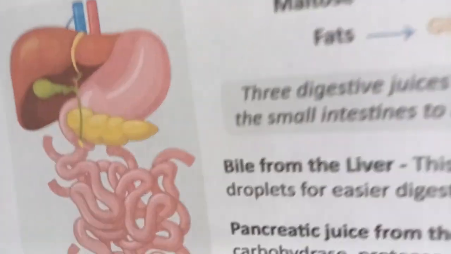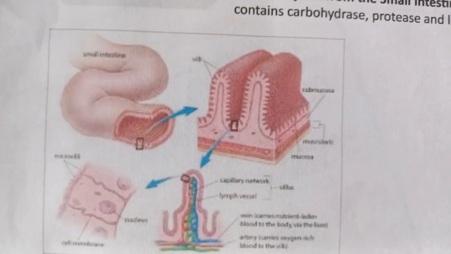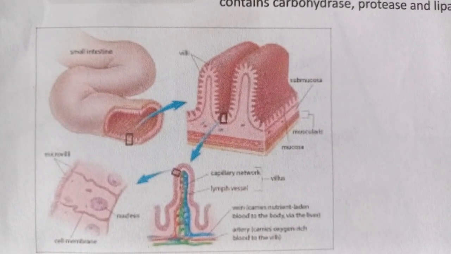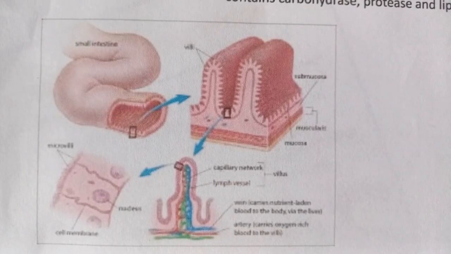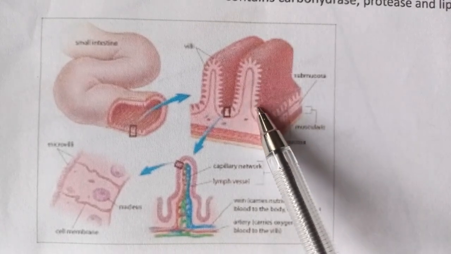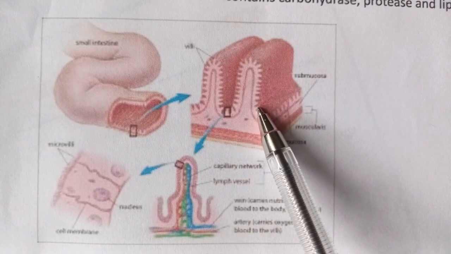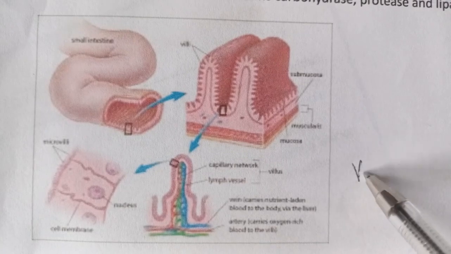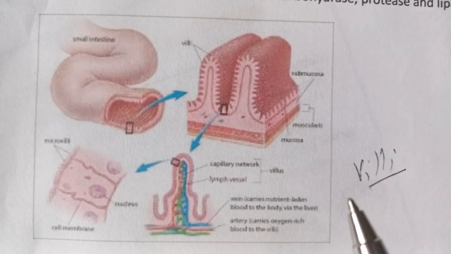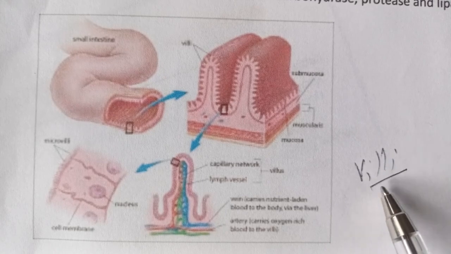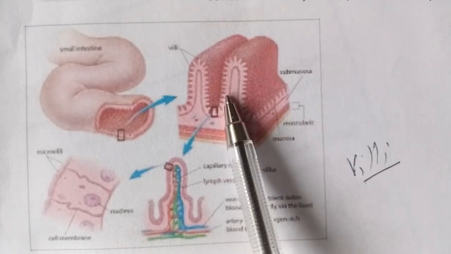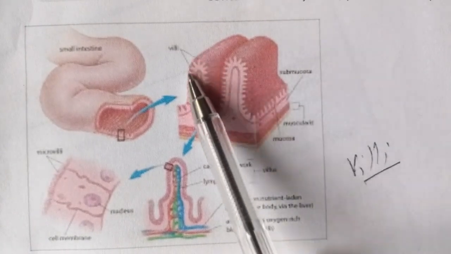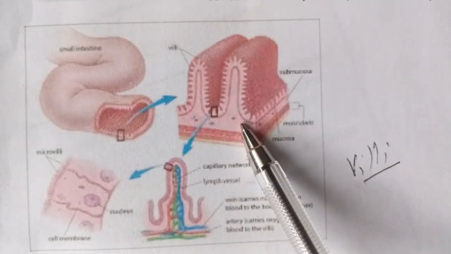Now have a look at the wall of the intestine. You don't need to know great details of this diagram, but I've just tried to show you how the wall looks microscopically. The inner lining of the small intestine has numerous finger-like projections, and these are called villi, V-I-L-L-I. Single is villus and plural is villi. They increase the surface area for absorption. So there's so much surface area available for absorption. That is why there are small projections here.